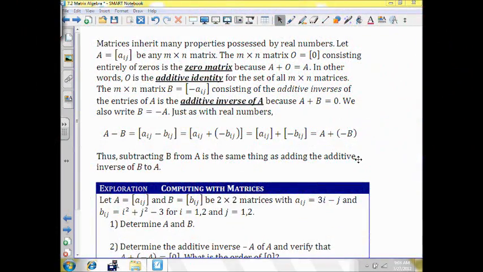Now, matrices inherit many properties possessed by real numbers. Let matrix A be the entry Aij. It's going to be any n by n matrix. The n by n matrix O, which is the zero matrix because it consists entirely of zeros, is going to be your additive identity. So the n by n matrix B is going to be the additive inverses of these, which gives us our zero matrix. So we can also write B is equal to negative A.